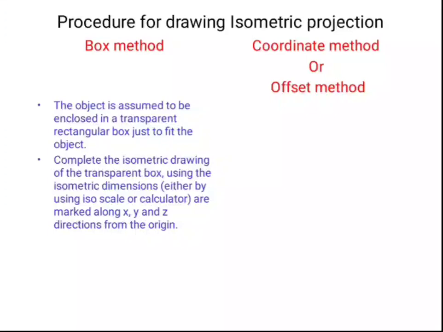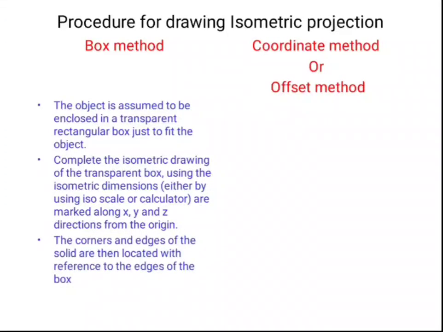Complete the isometric drawing of the transparent box using the isometric dimensions, either by using isometric scale or calculator, and marked along x, y, z directions from the origin. And the corners and edges of the solid are then located with reference to the edges of the box.